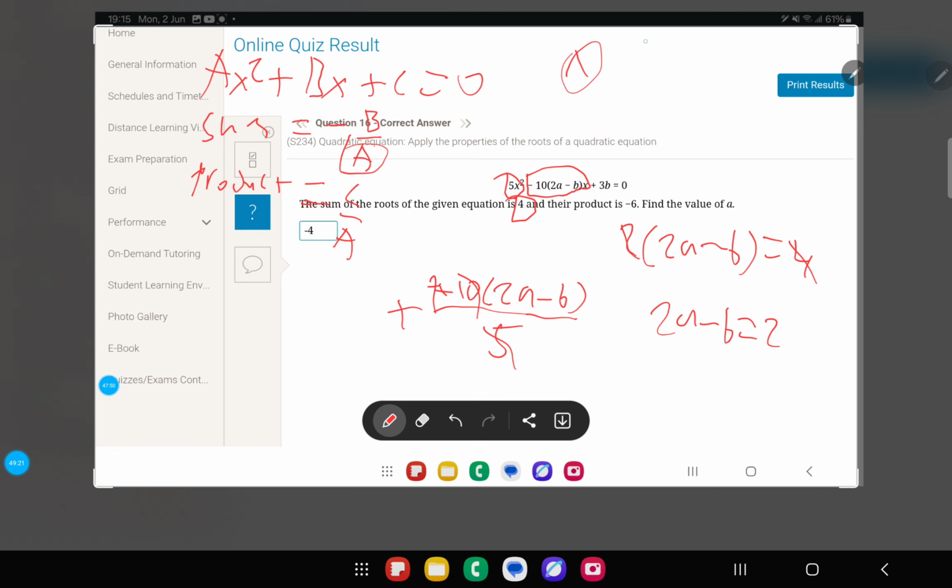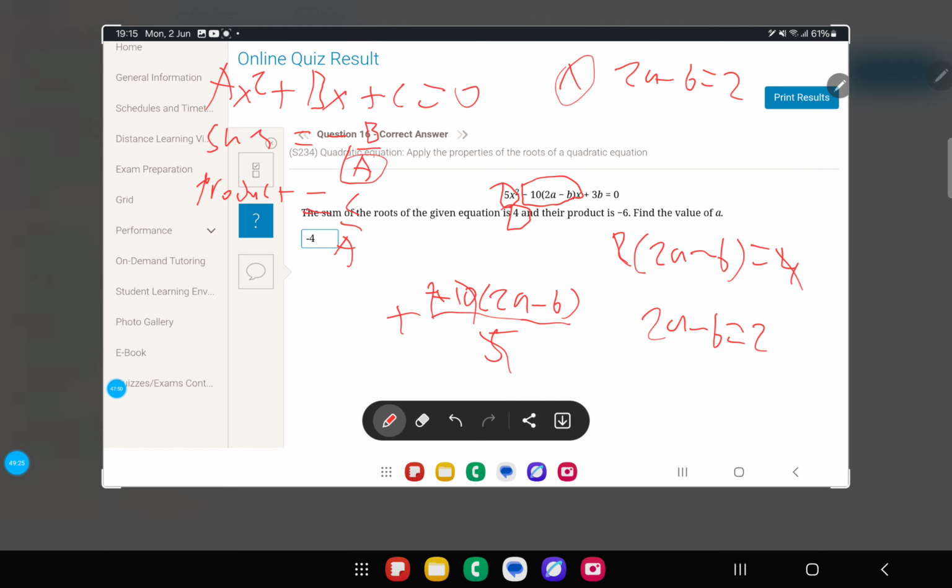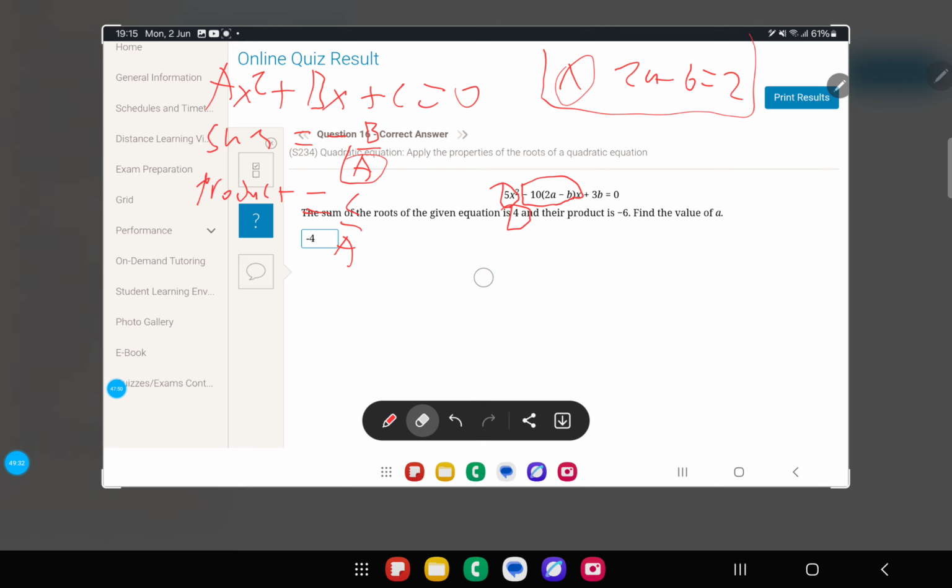Now we're going to call this equation 1: 2a minus b equals 2. Leave it for later, okay? I'm going to come back to it. Alright, now let's move on to the product.